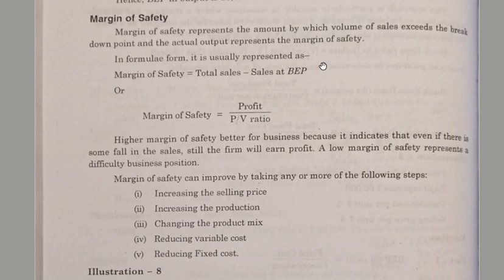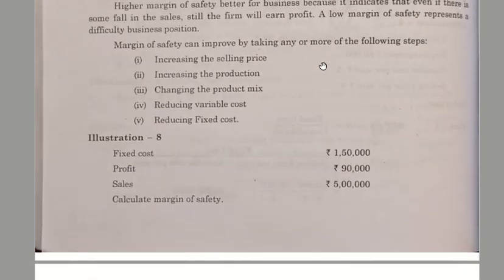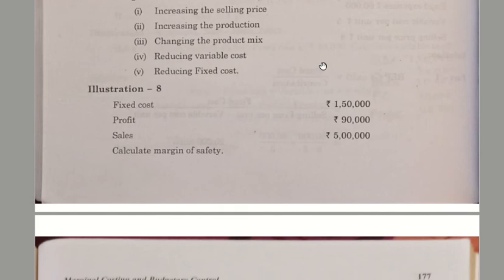So the higher the margin of safety, the better for the business, because it indicates that even if there is some fall in the sales, the firm will still earn profit. So a low margin of safety represents a difficulty in the business position. It is the amount by which the volume of sales exceeds beyond a certain point; if it exceeds beyond that, you will get a profit margin. That is the assumption. It is the borderline of profit. Margin of safety is equal to profit divided by PV ratio.